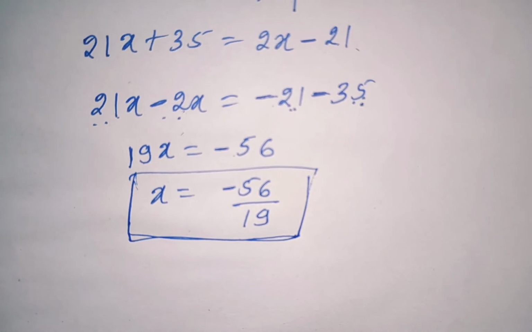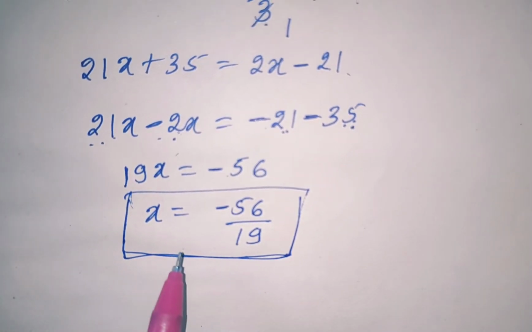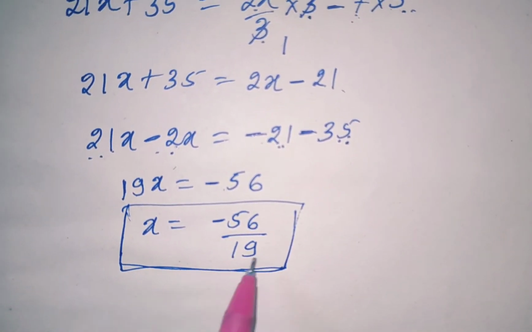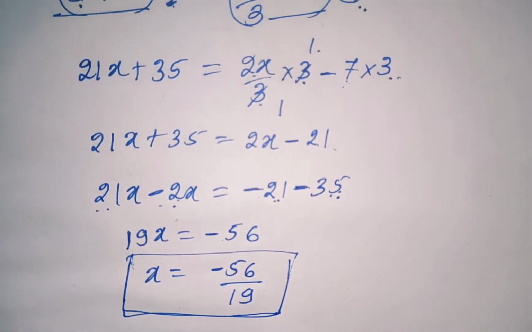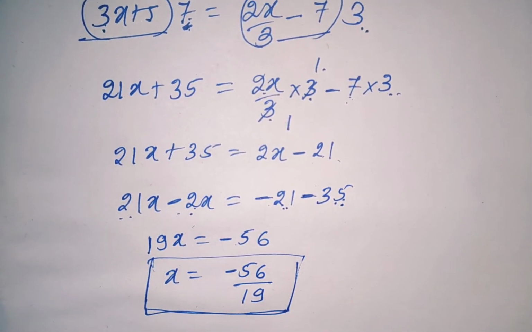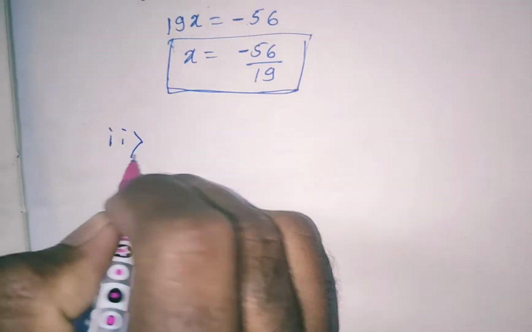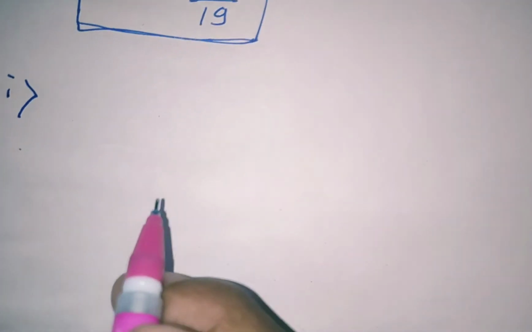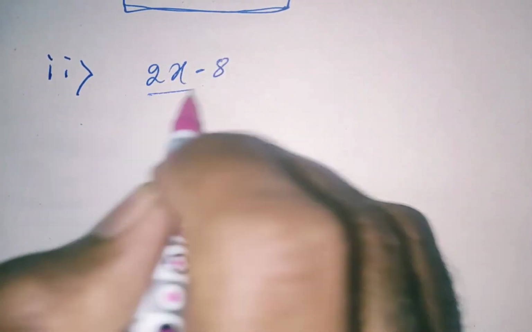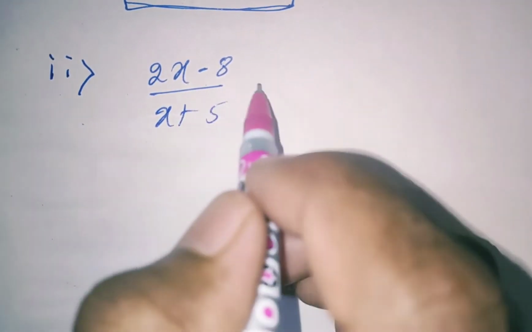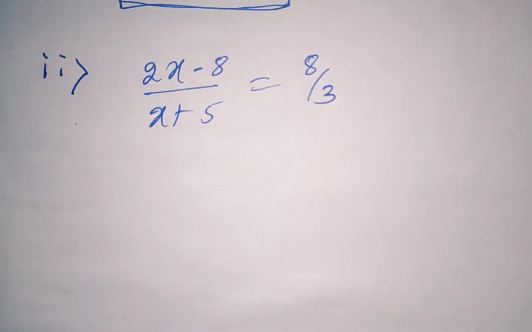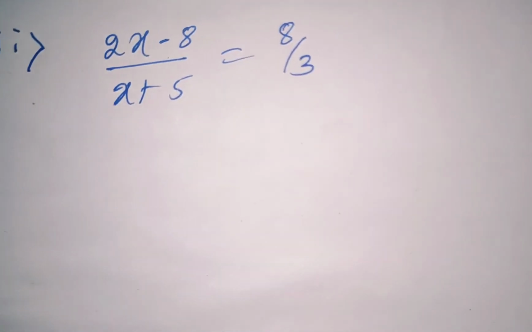So the question will be like this: solve. Solve means find the solution. So this is the solution of that linear equation. Okay, now one more question I will take. So second question: (2x minus 8)/(x plus 5) is equal to 8 by 3. This is one more type of question.